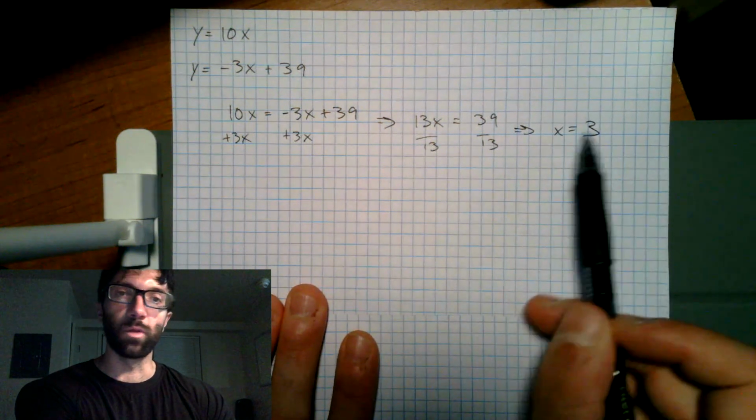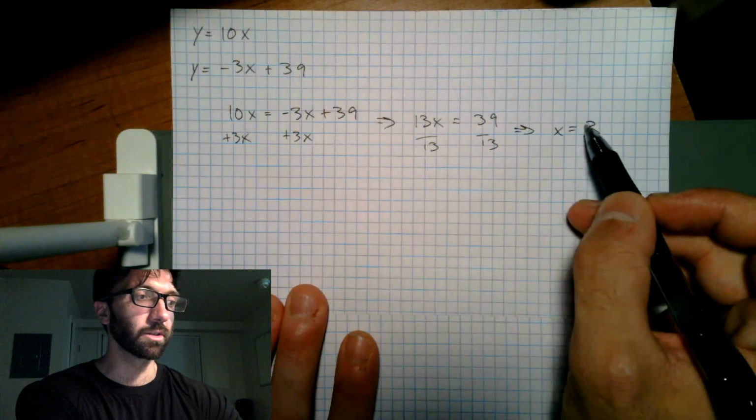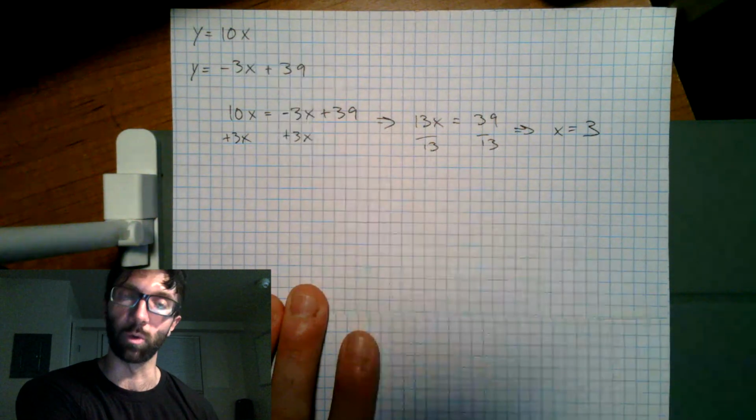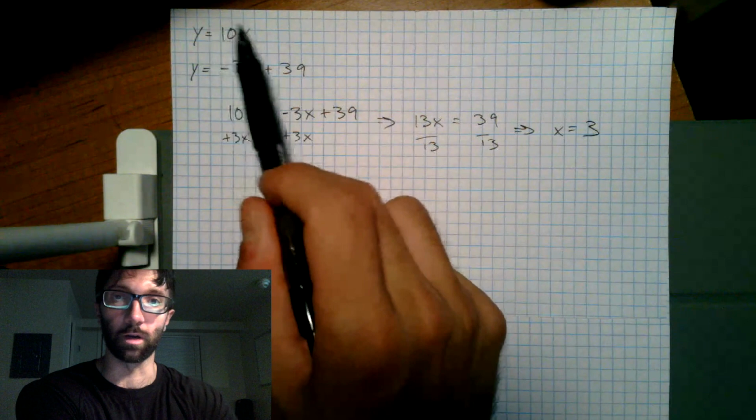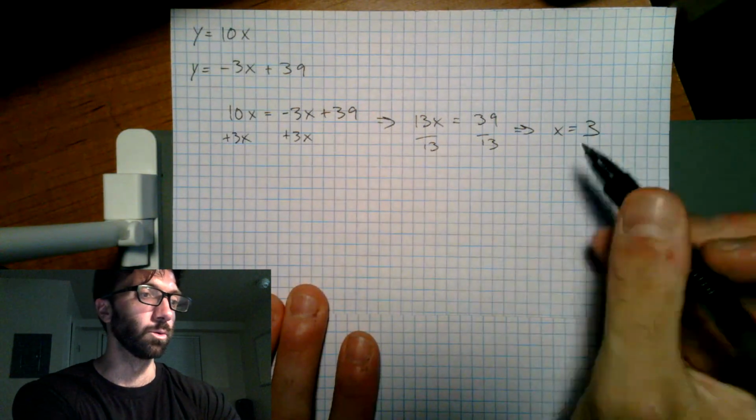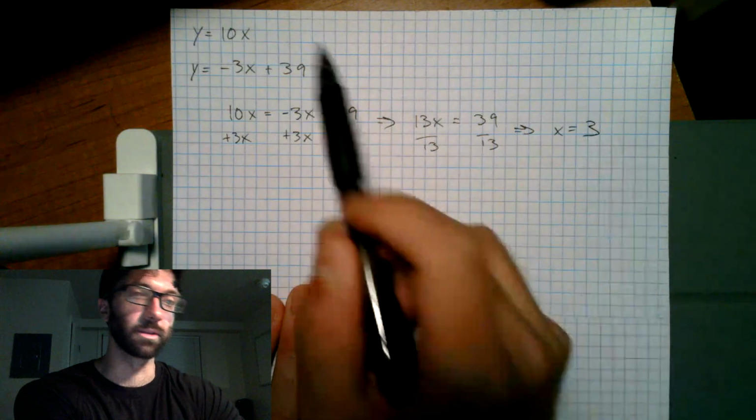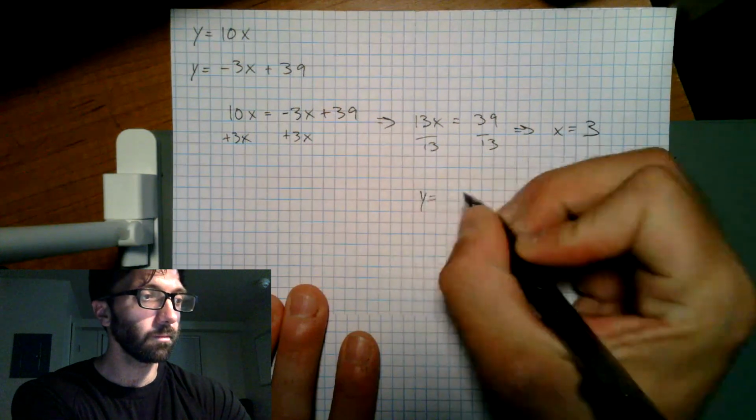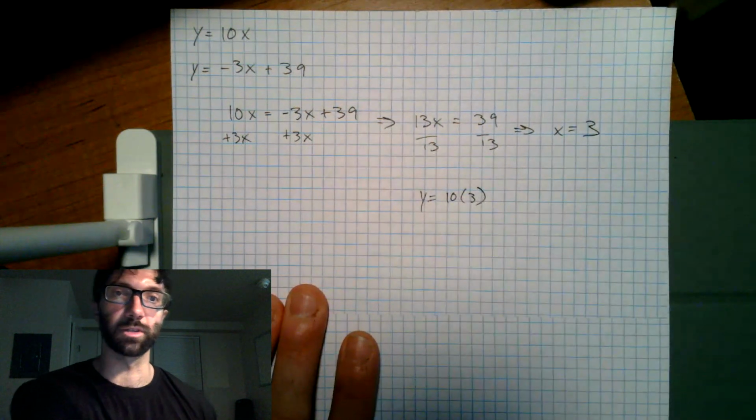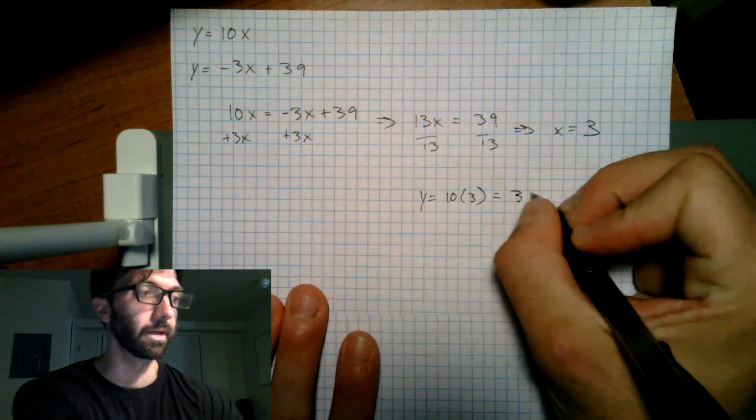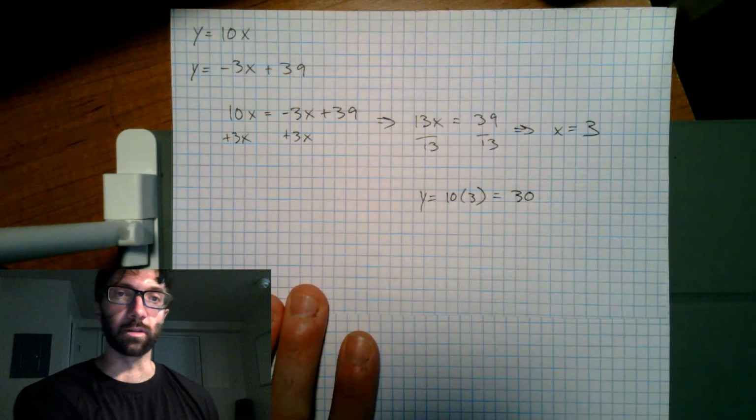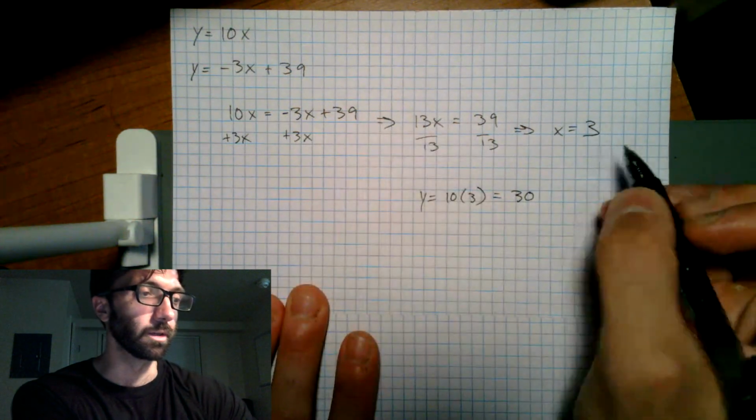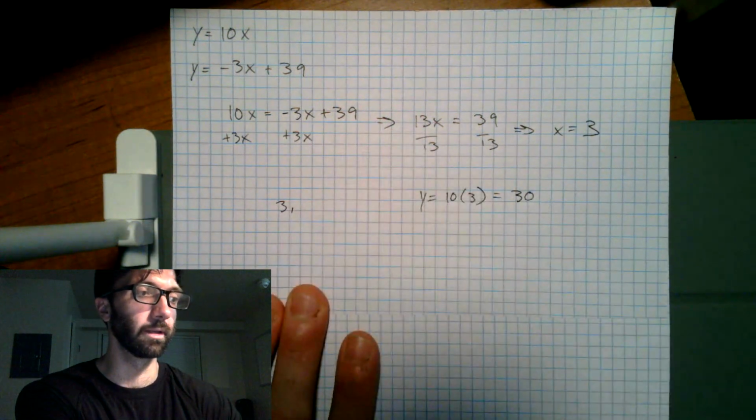Okay, so now that I know that x equals 3, I can take this 3 and substitute it in for x into either one of the original equations. So this one up top is far less complicated. So I'm going to take 3 here and substitute it in for x, because I know that x equals 3. And so what I have is y equals 10 times 3, which is 30. And so your solution to the system is the xy coordinate pair. So your x coordinate is 3, and your y coordinate is 30.